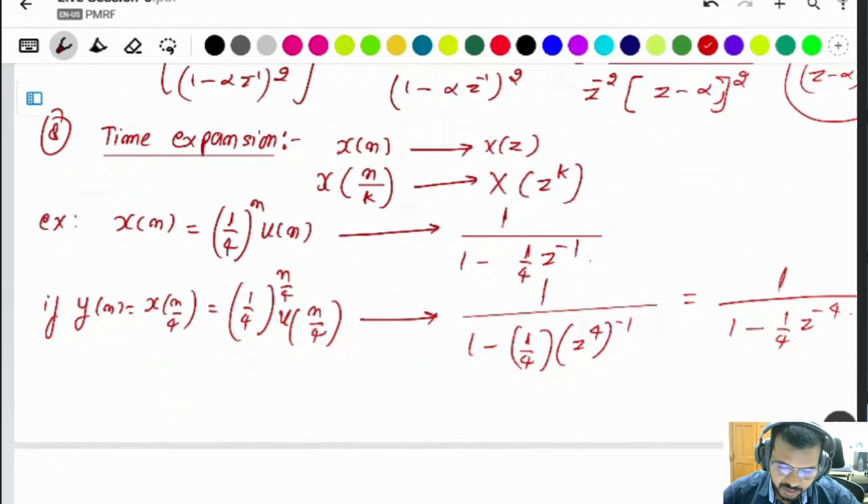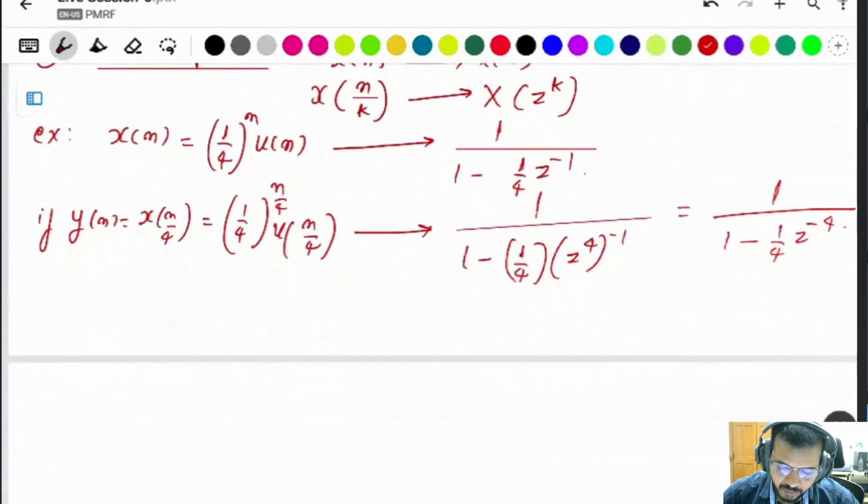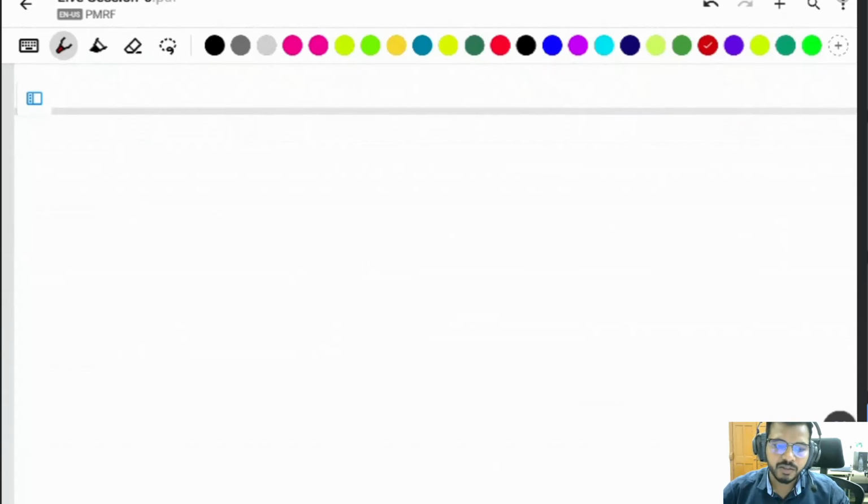This is the whole set of properties of the z transform. The next topic is causal systems and stability in the z domain: how to find causality and stability.